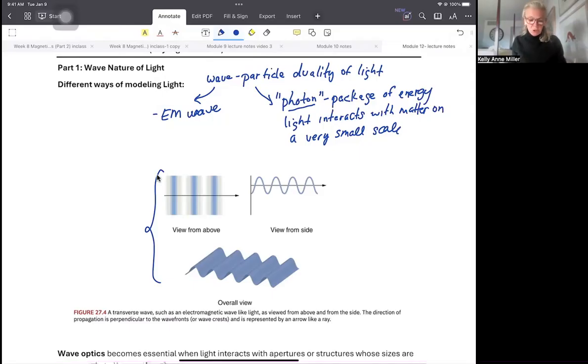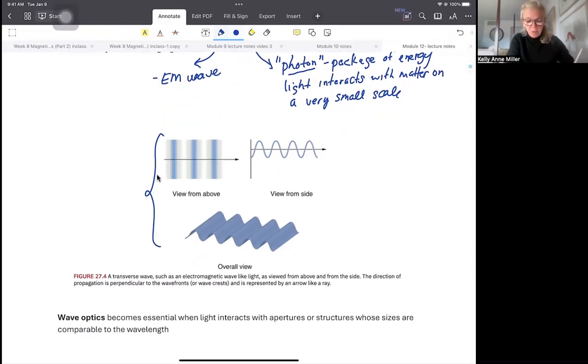I want to make the point that these are three different ways that light is drawn as a wave. Sometimes you'll see a wave drawn like this.